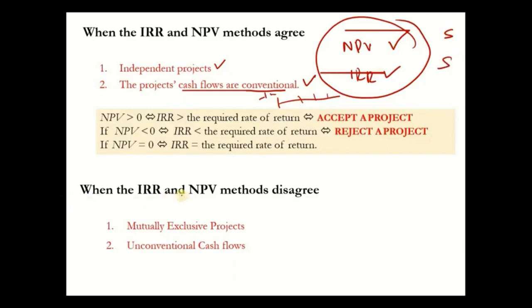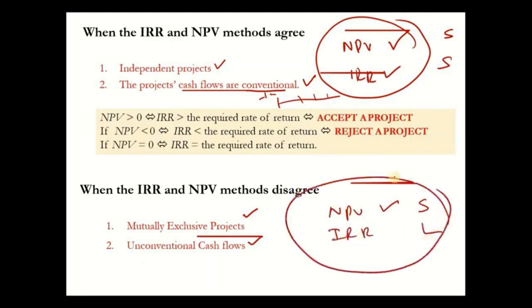Now when the projects are mutually exclusive and when the projects have unconventional cash flow, then if NPV is saying to accept the project S, right, IRR would say to select the project L. So then there will be disagreement, right? So disagreement normally happens for the mutually exclusive projects and unconventional cash flow you need to see. Okay, and if you see this one, if NPV is greater than 0, it means IRR should also be greater than cost of capital, then accept the project, and the same thing will go for the less than and equal to.